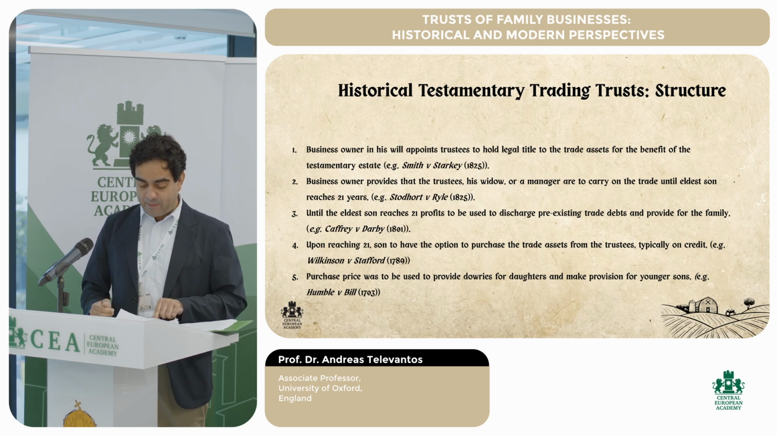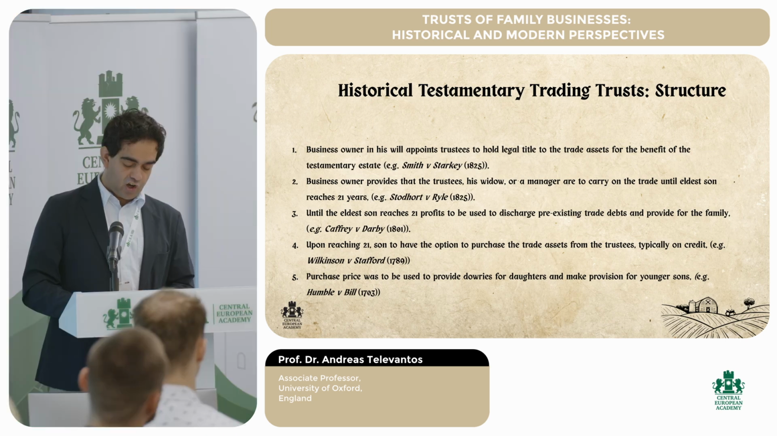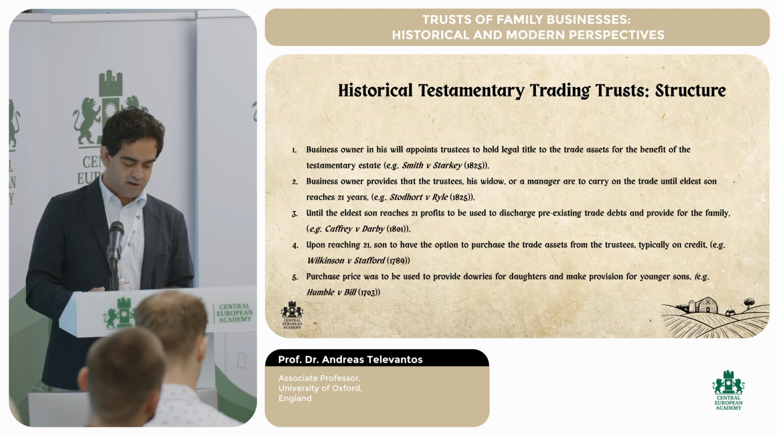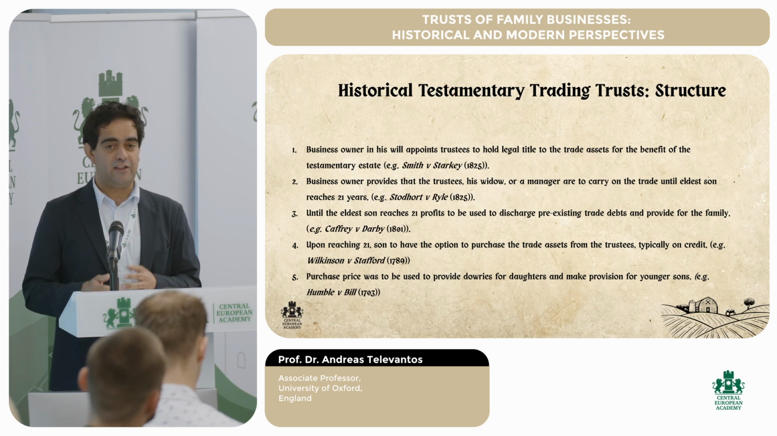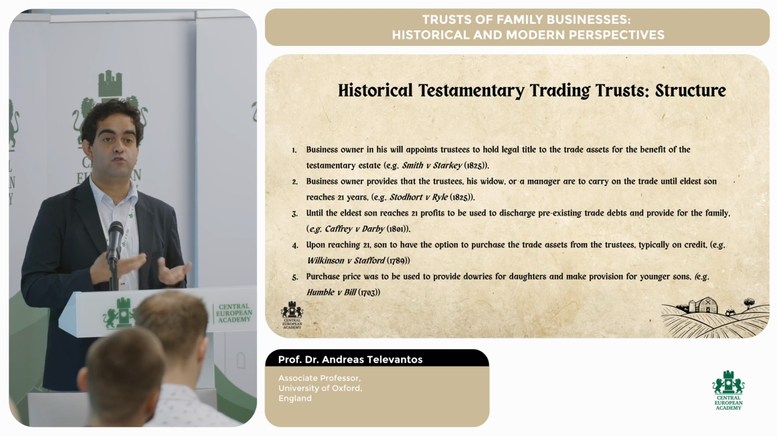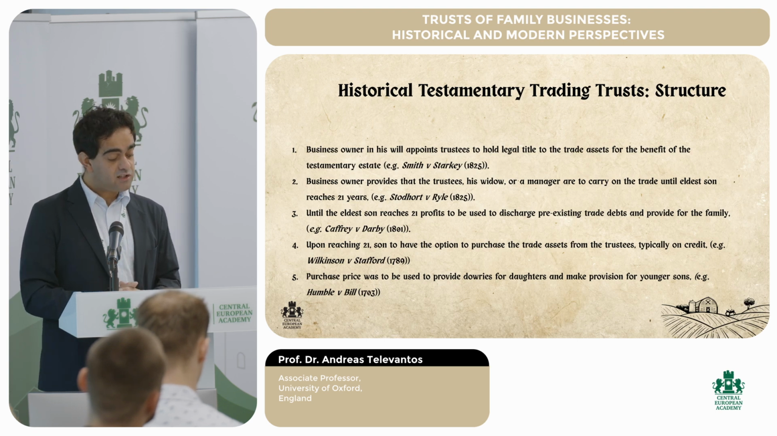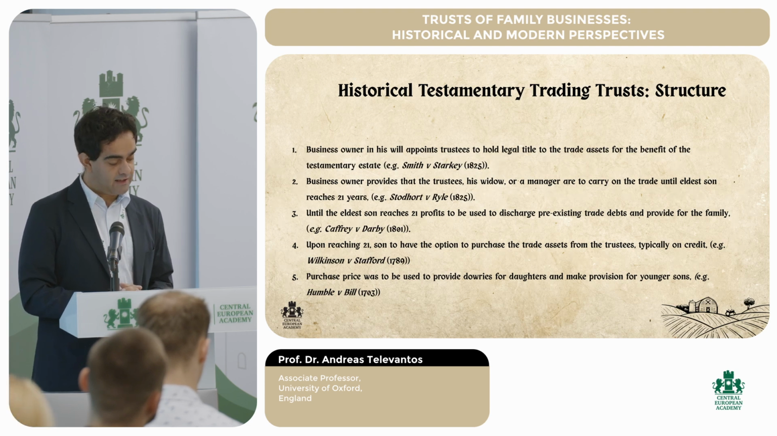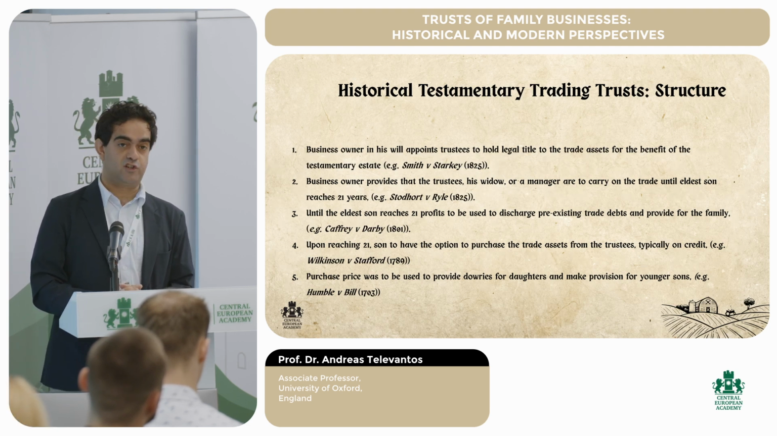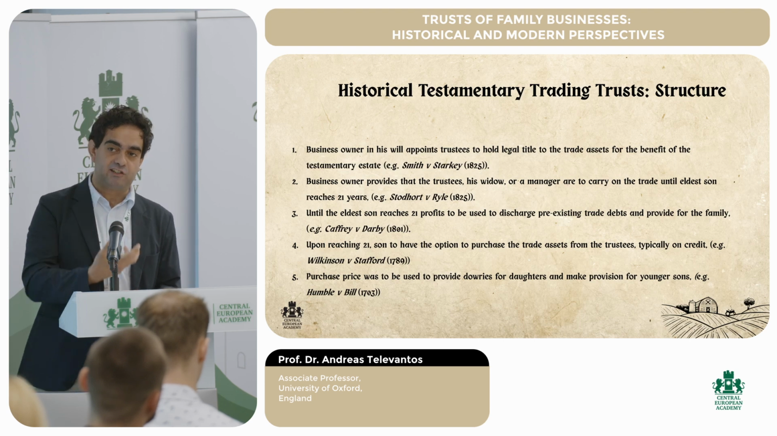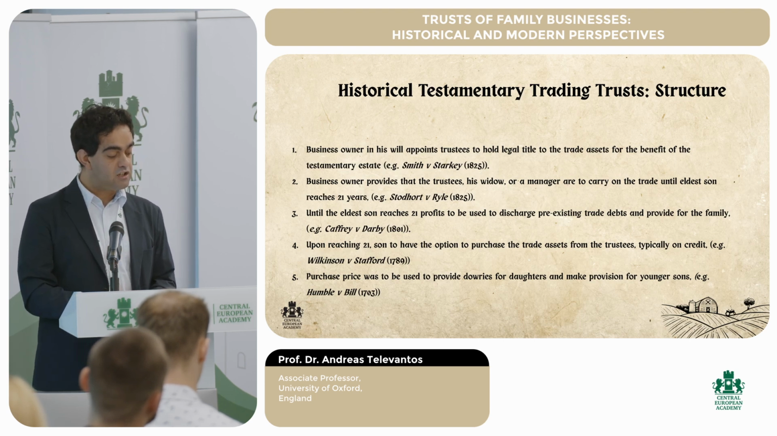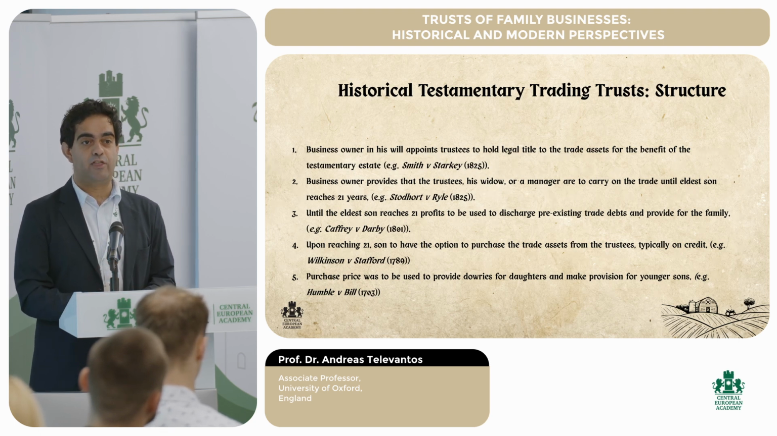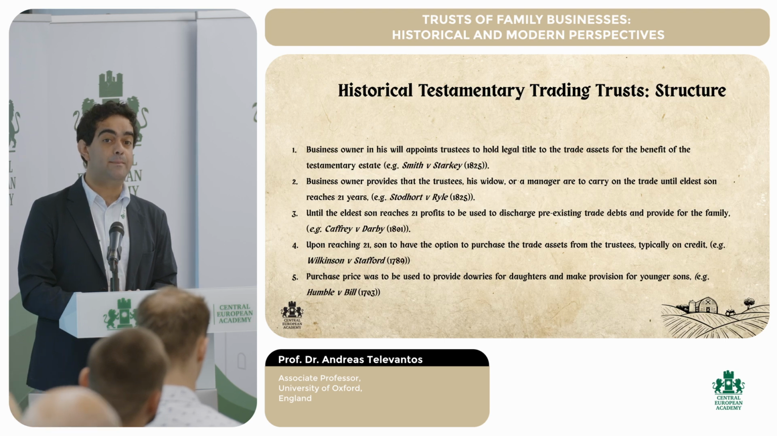First, in his will, the business owner would appoint trustees to hold legal title to the assets of the business for the benefit of his testamentary estate. These trustees are usually family, friends, or relatives. Next, the business owner would provide who was to run the business until his son reached 21 years of age. The business would sometimes be run by the trustees themselves, who held the legal title to the business assets, but in other cases, the testator would appoint someone else to carry on the business, either a third-party manager or sometimes his widow.